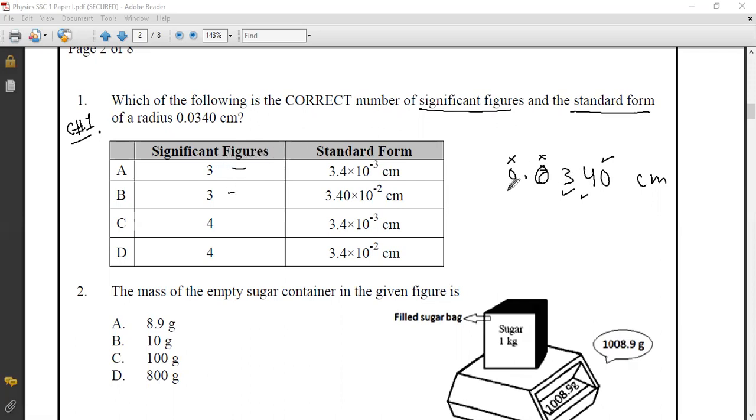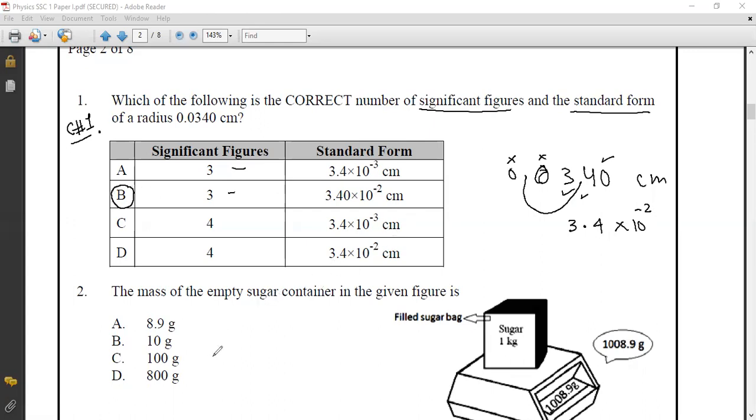For making this expression into scientific notation, the decimal should lie between this 3 and 4. This makes this expression 3.4 with exponent minus 2. This exponent minus 2 shows that we have displaced our decimal two digits towards the right. That makes the exponent minus 2. So we have the correct option, that is option number B.